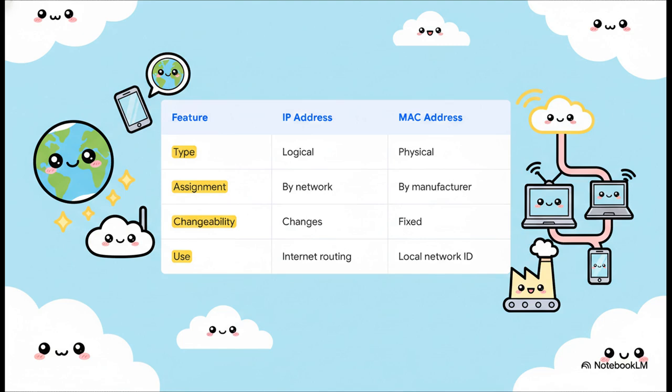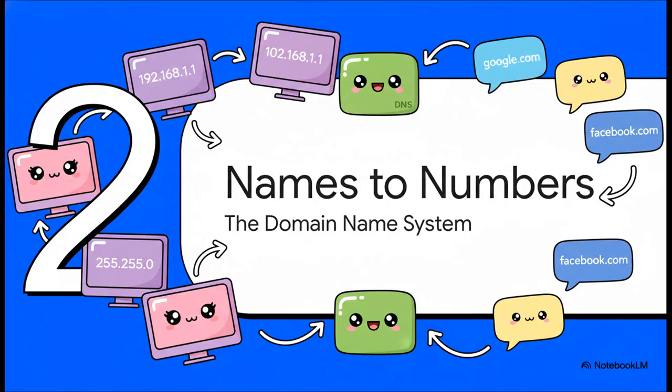Its main job is routing data across the big, wide internet. A MAC address, on the other hand, is physical. It's set by the manufacturer and it's fixed. Its job is to identify a device within a single local network, like all the devices connected to your Wi-Fi router at home.